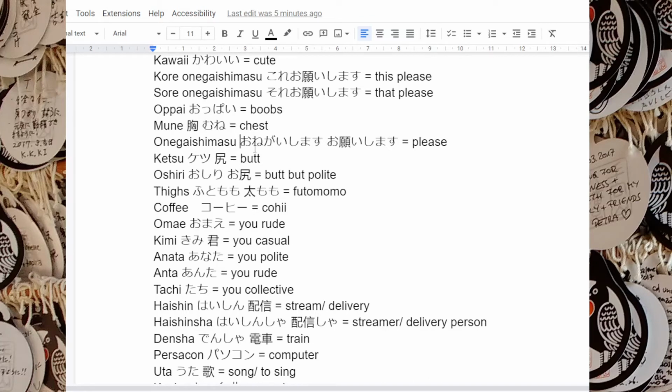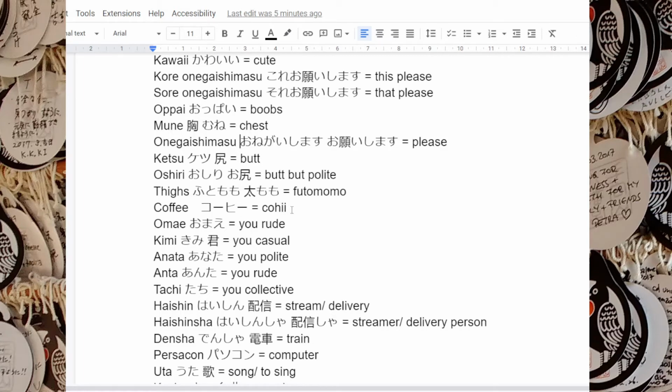Of course, we've gone back and said onegaishimasu, so that is please. Again, chat will love this. Ketsu. It's butt. It's ass. Oshiri, which is also ass, but slightly more polite. Futomomo, which I think you've learnt before as well, being thighs.